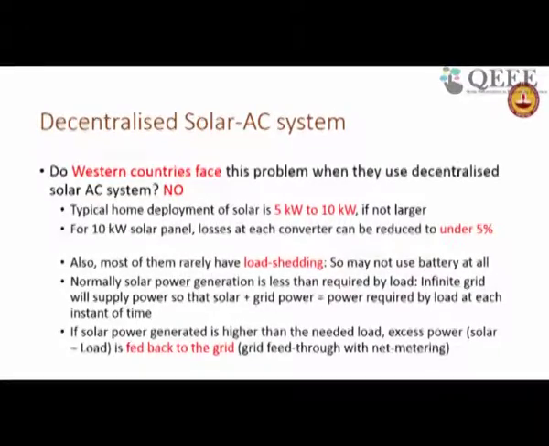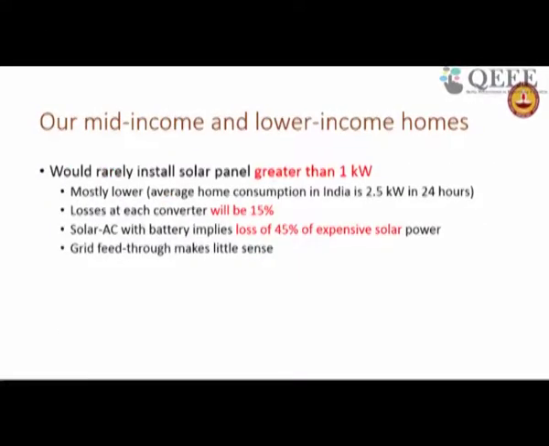It is this which sometimes, since you are working in policy, makes you say, boy, what have you done? Why have you not looked at different solutions? Is there no other solution possible? And it is here that our middle and lower income households will install power, not even 1 kilowatt. Losses will be very high. Grid feed through makes little sense.